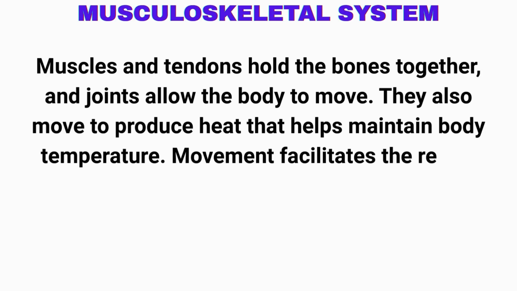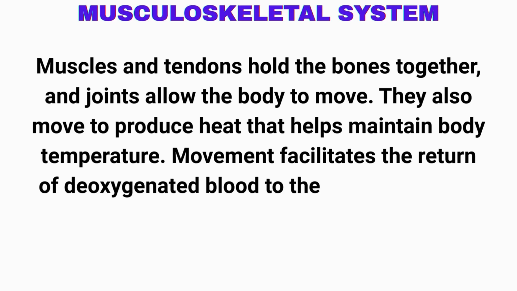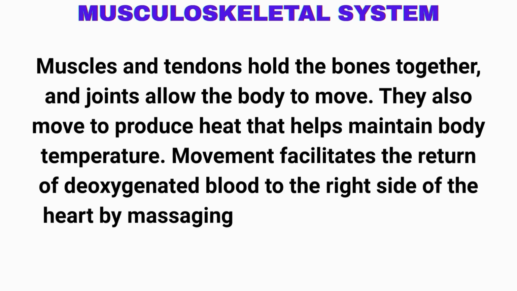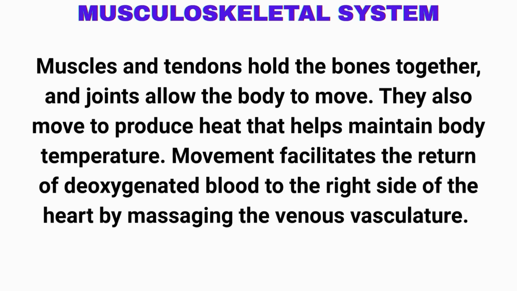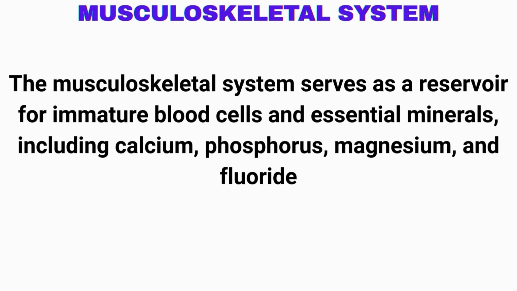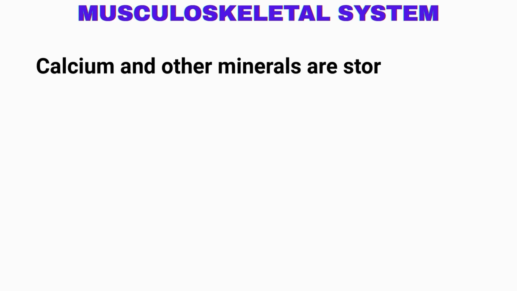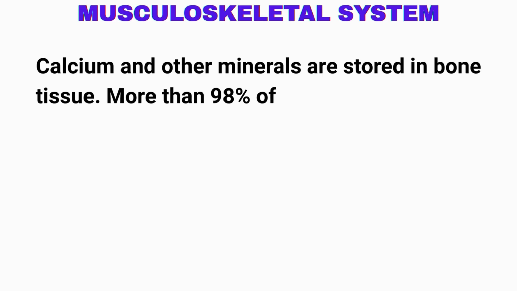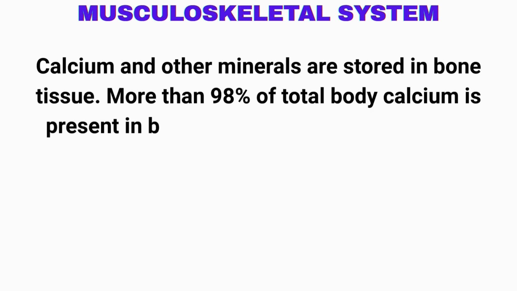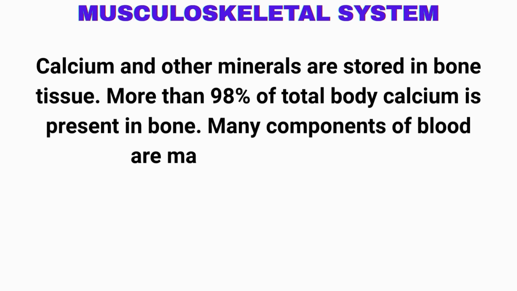Movement facilitates the return of deoxygenated blood to the right side of the heart by massaging the venous vasculature. The musculoskeletal system serves as a reservoir for immature blood cells and essential minerals, including calcium, phosphorus, magnesium, and fluoride. Calcium and other minerals are stored in bone tissue. More than 98% of total body calcium is present in bone. Many components of blood are made in bone marrow.